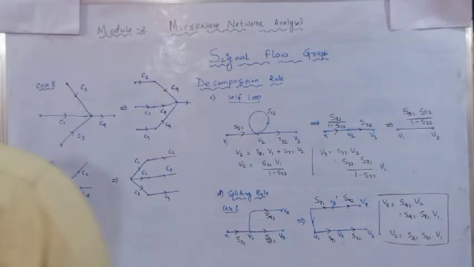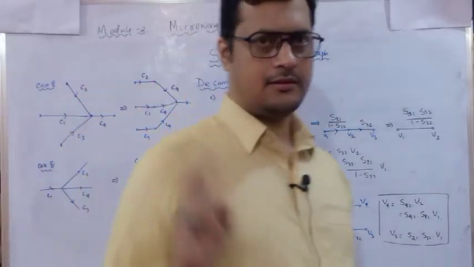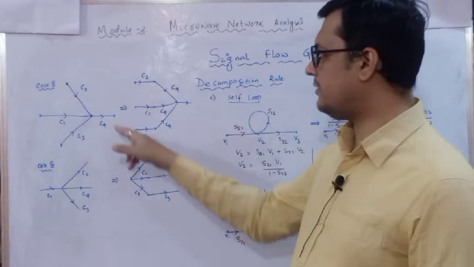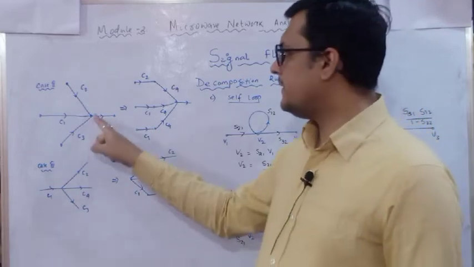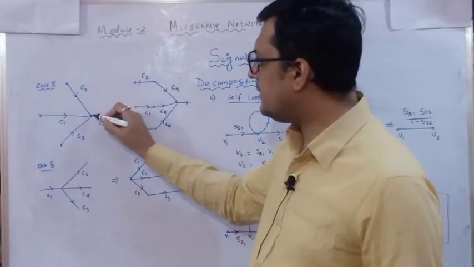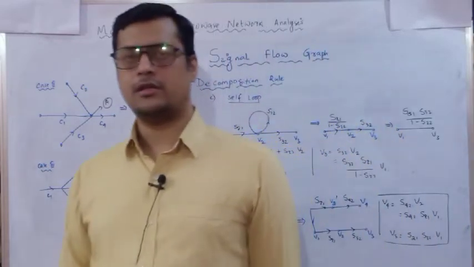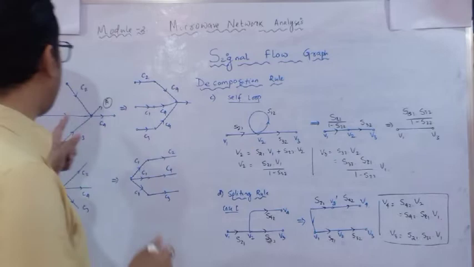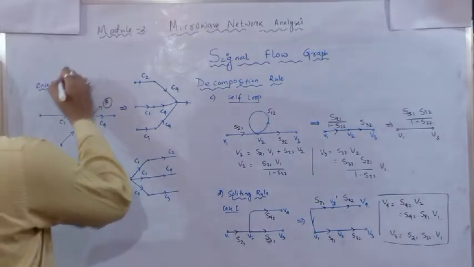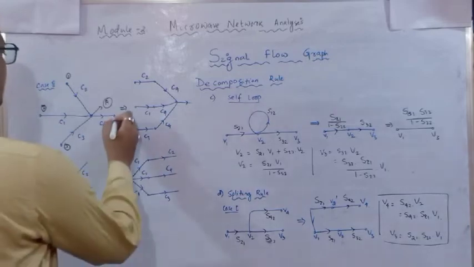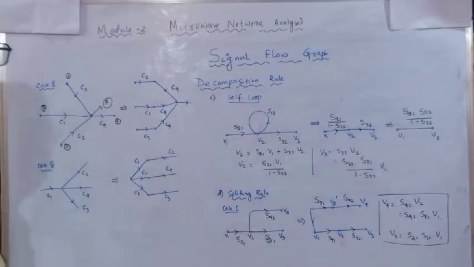Okay. So here you can see I have represented two more cases. Here also it is called splitting. There is one node. Let us consider node A. In this node, there are four different points: points 1, 2 and 3, and this is the fourth one. Each branch will have different scattering parameters.